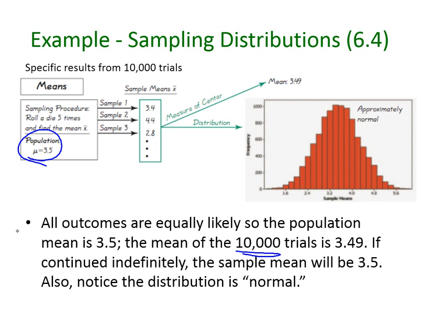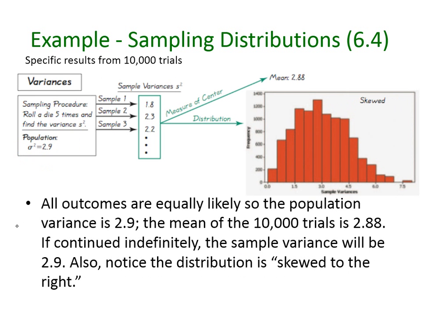Notice my graph is approximately normal. This is out of 10,000 trials, so it's a big enough amount of samples. All outcomes are equally likely, so the population mean is 3.5. The mean of my 10,000 trials is 3.49. Very close to 3.5. If I continued this long enough, my sample mean would be 3.5. And notice that this is a nice normal distribution. Questions there? So the mean of the sample means is the population mean.